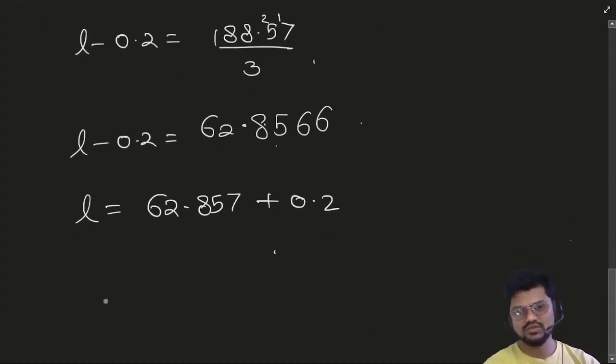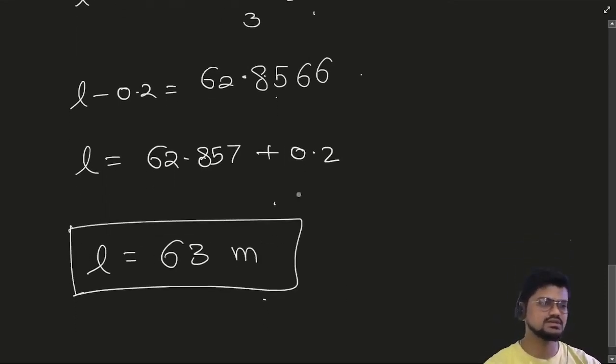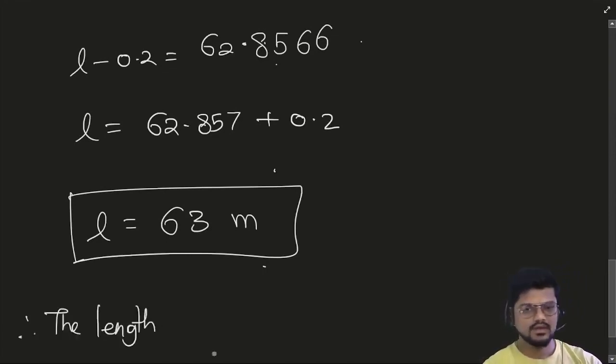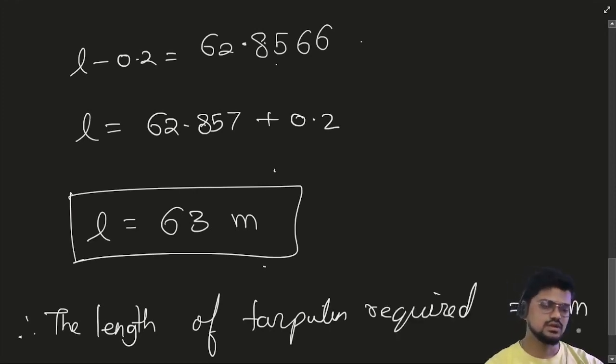Now the length of tarpaulin required will be 62 plus 0.2. If I add 0.2 it will give you 63 approximately. So I can write 63 meter. So the length of the tarpaulin required is how much? 63 meter. Therefore, the length of tarpaulin required will be equal to 63 meter. Is this clear to everyone? Yes, okay.